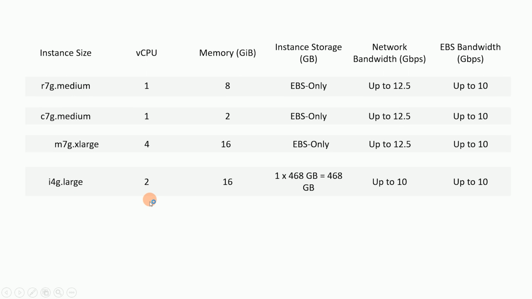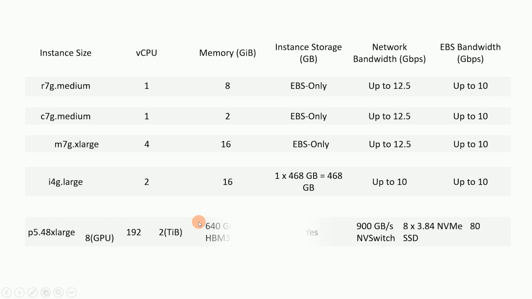I4G.xlarge. vCPU is 2, memory is 16. That is fine. But I indicates storage optimized. Here you can see instance storage is 468 GB provided with the instance type. P5.48xlarge. Here you can see GPU is given, but in the above instance types, in none of them was a GPU given. So this is the difference that you have to understand.